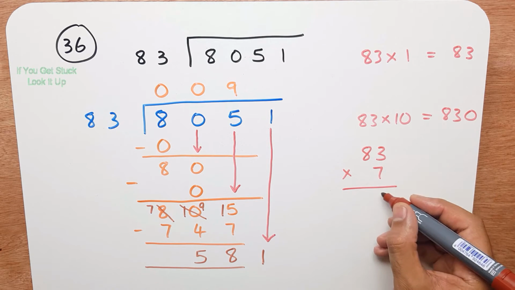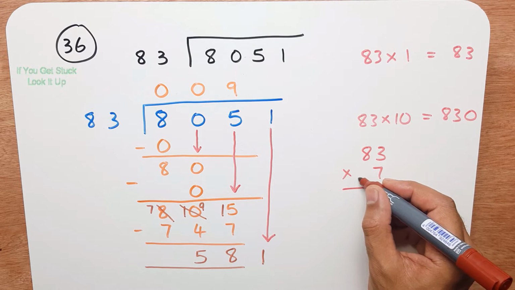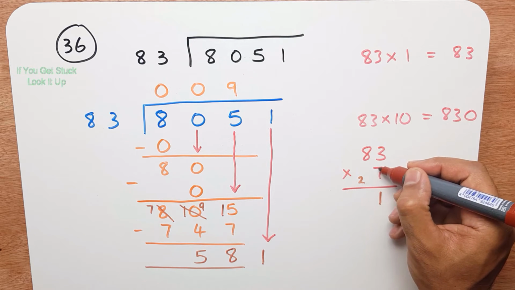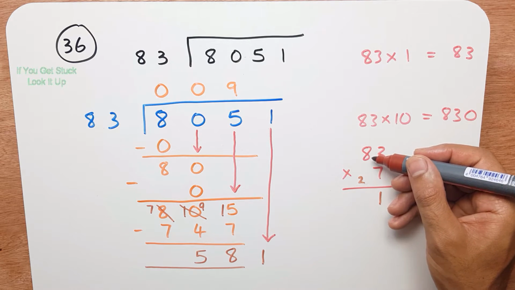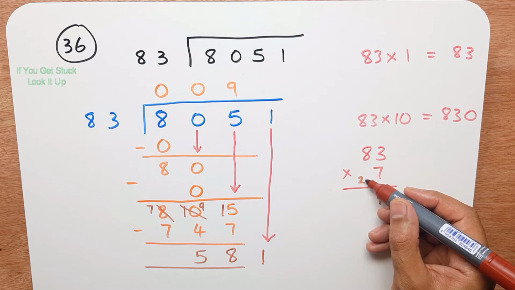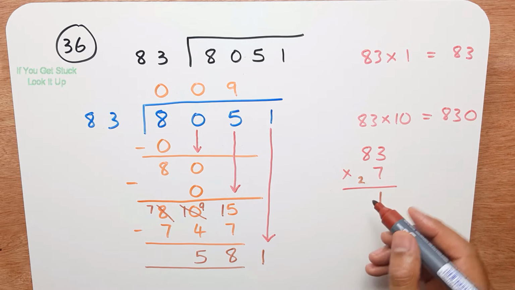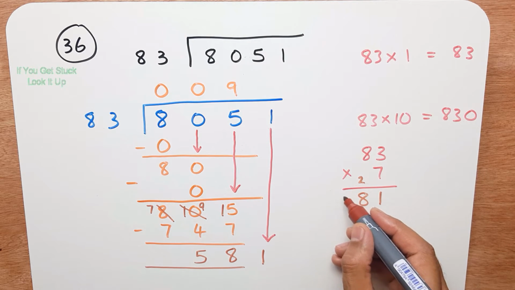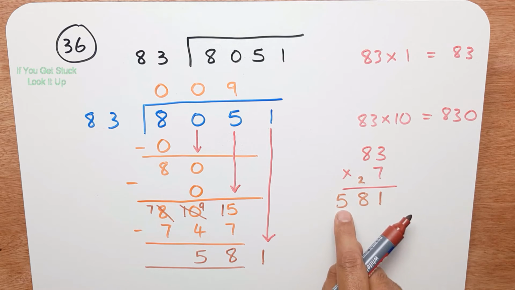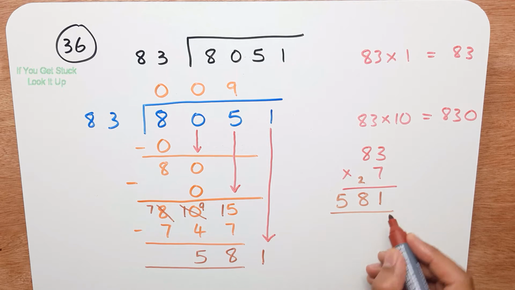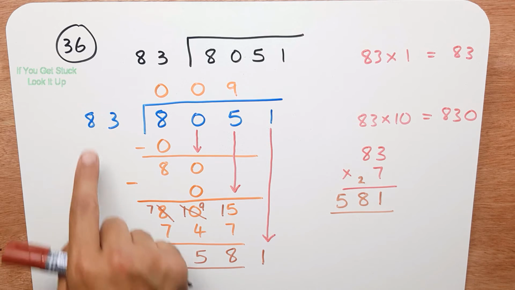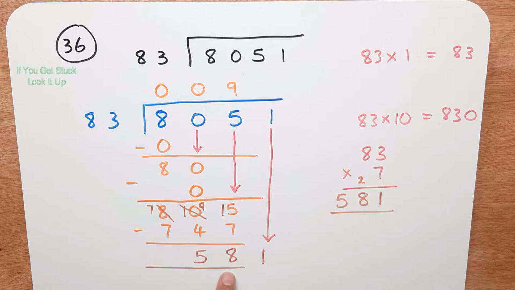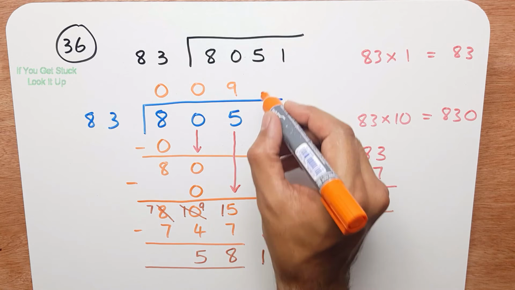7 times 3 is 21. I put the 1 down and I carry the 2 over. 7 times 8 is 56. Plus this 2 that I've carried over is 58. So I put the 8 down and I carry the 5 over. I can write that straight down because we've finished there. So our answer is 581. So how many 83s are there in 581? The answer is 7. So I put 7 here.